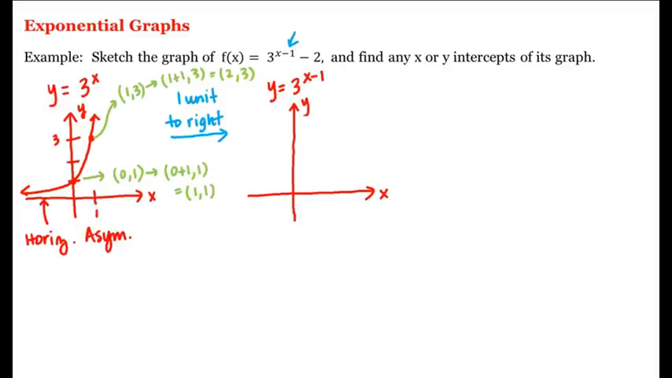Now let's plot these points. This is x equal to 1 and y equal to 1. Here's our point 1, 1. And if this is x equal to 2, y equal to 3, then here's our point 2, 3. And the horizontal asymptote will still remain at y equal to 0, so our graph will look like this. Now what does this negative 2 do to this graph? What that does is it shifts this entire graph rigidly down 2 units.